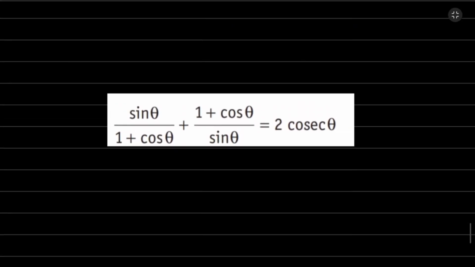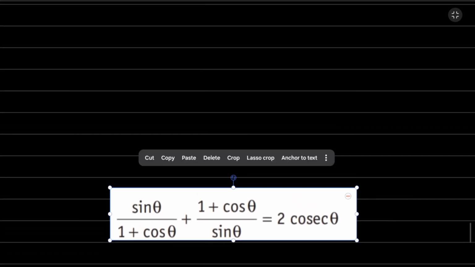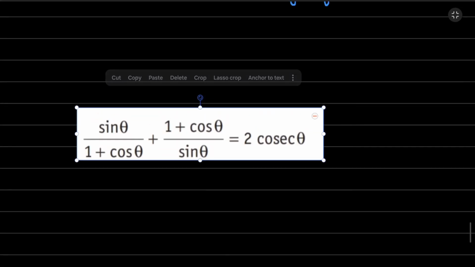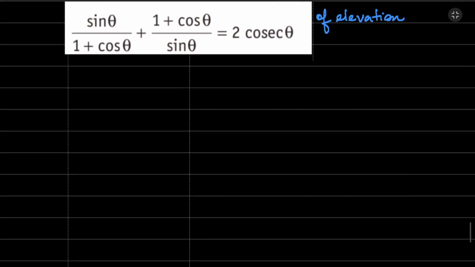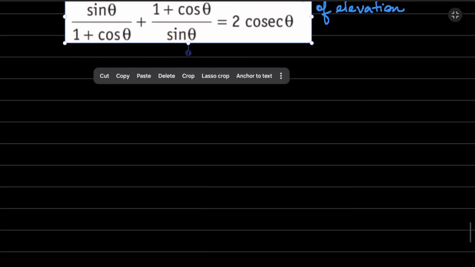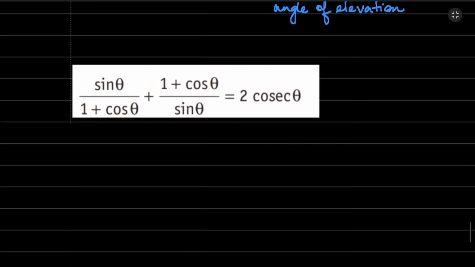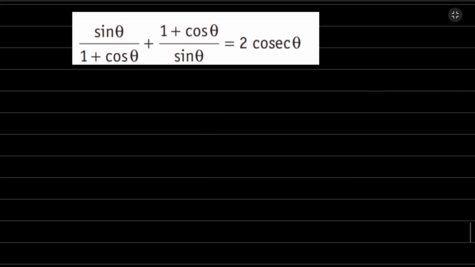Okay, so you have to prove that sine theta divided by 1 plus cos theta plus 1 plus cos theta divided by sine theta is equal to 2 cosecant theta. So this is the question. You have to prove this identity.